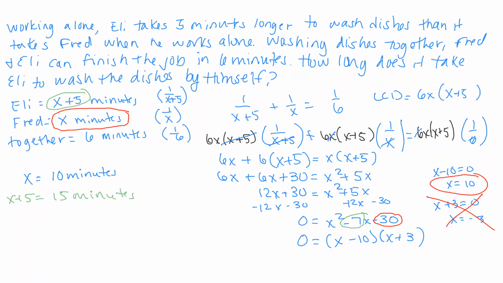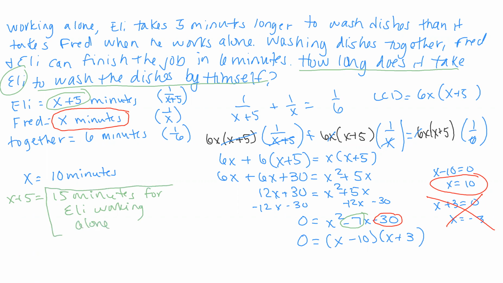So that means Fred can do the job in 10 minutes. Eli can do the job in 15 minutes. And we just want to make sure we look to see what the question is asking. The question is asking, how long does it take Eli to wash the dishes by himself? So our answer would be 15 minutes for Eli working alone. And there you have it. Make sure you answer the question that is being asked, okay?